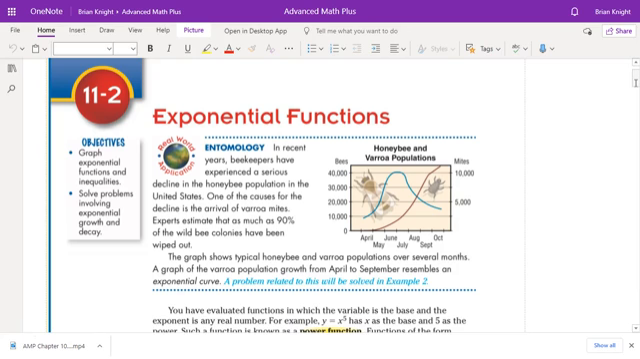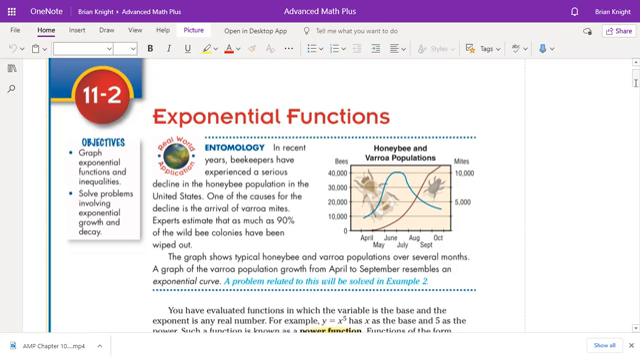We're going to read this real quick. It says, in recent years, beekeepers have experienced a serious decline in the honeybee population in the United States. One of the causes of this decline is the arrival of varroa mites. Experts estimate that as much as 90% of the wild bee colonies have been wiped out. The graph shows typical honeybee and varroa populations over several months. A graph of the varroa population growth from April to September resembles an exponential curve.